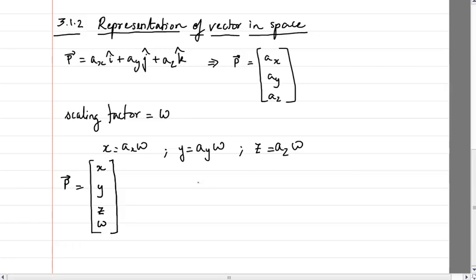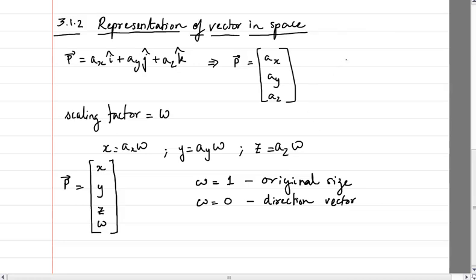Now if w is equal to 1, we get the original size. It is the original vector without any scaling factor. So this is the original size. If w is equal to 0, it means that we are only talking about direction. We are not talking about the original size of the vector. We are talking about the size having a value 1.